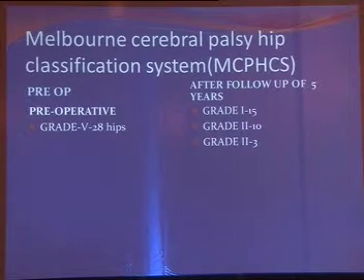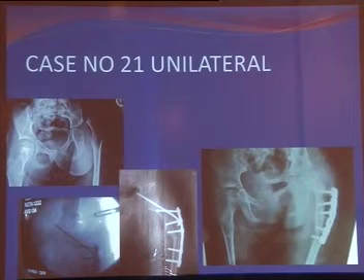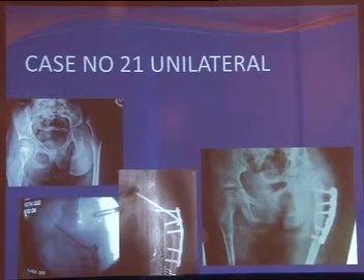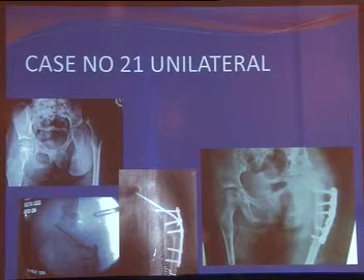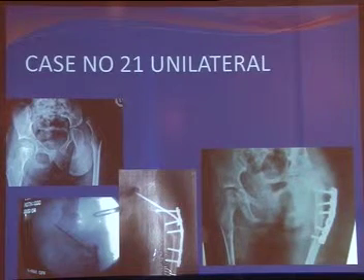With the Melbourne hip classification system as the outcome measure, there is some improvement in the hip. All were dislocated grade 5, and are now grade 1, 2 and 3. There was no infection, no anemia, no avascular necrosis, one subluxation after 4 years of follow-up, and one subtrochanteric fracture during therapy. This is a case of a girl of 7 years who presented with a dislocation of the hip joint. We reduced it, did the combined procedure, and this is the result after a follow-up of 2 years.